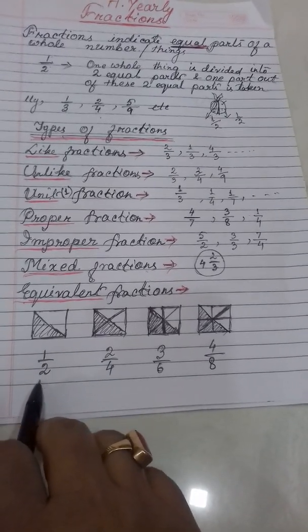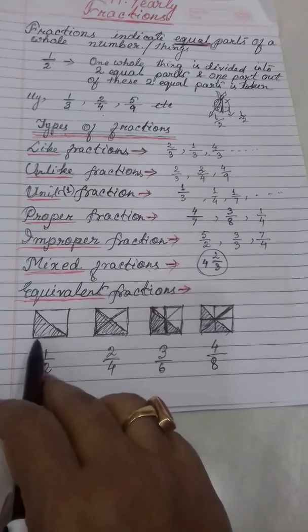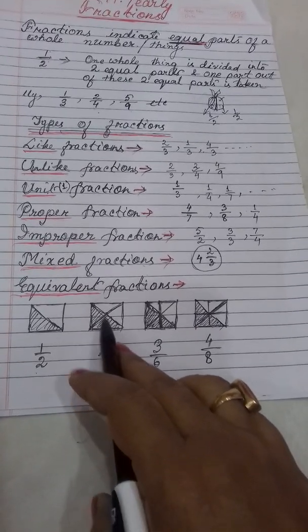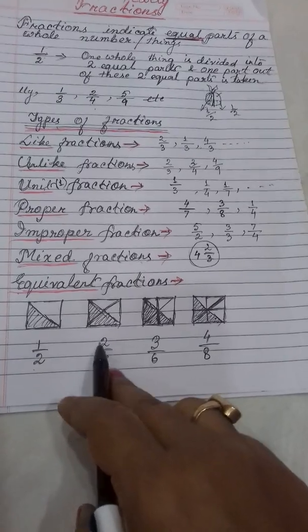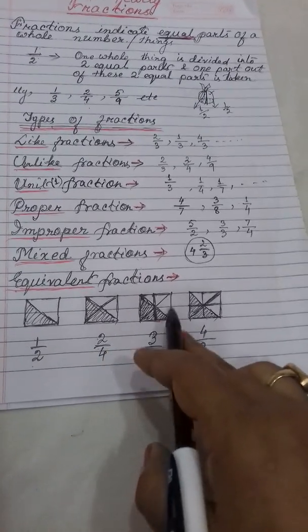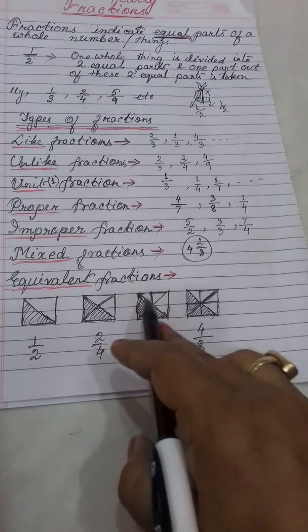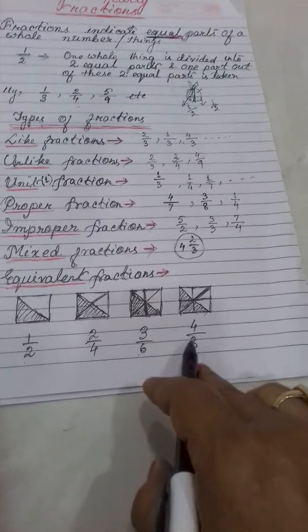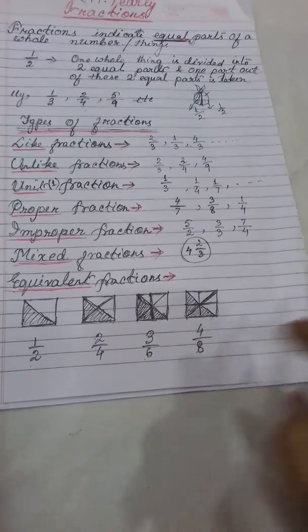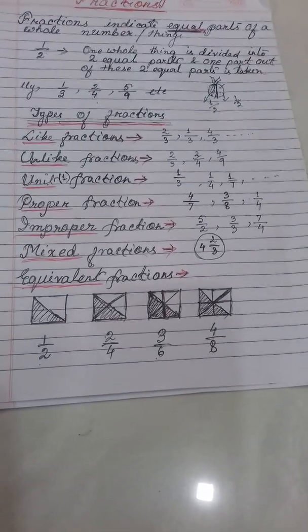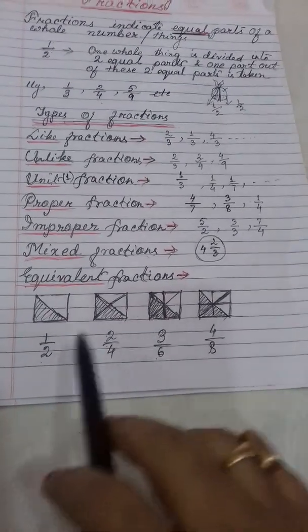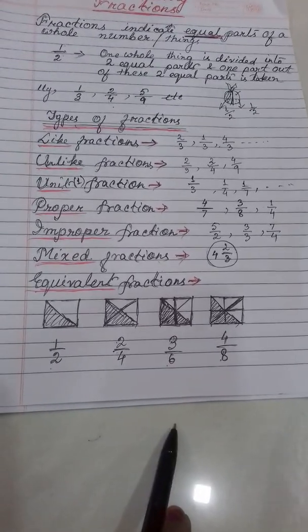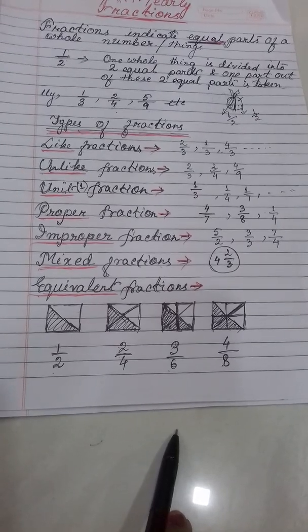If I ask you to write the fraction of this shaded part, then what will you write? 1 by 2. That means out of 2 parts, 1 part you have shaded. If you write the fraction of these 2 parts, then out of 4 parts, 2 parts you have shaded. If you write the fraction of these 3 parts, then out of 6 you have shaded 3 parts. And here out of 8 you have shaded 4 parts. Now you may have the doubt that all the fractions are different, but why are these all equivalent fractions?